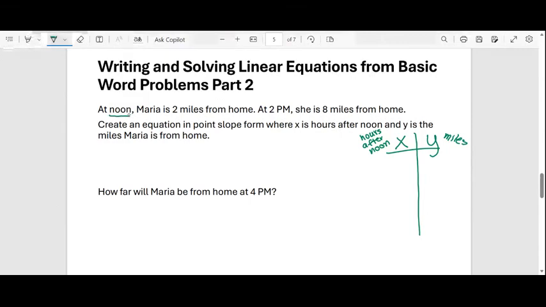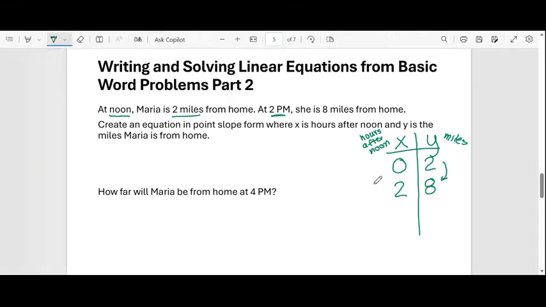So let's think about it. How many hours after noon is noon? Well, it's 0 hours after noon because it's noon right now, right? So if it's noon right now, no time has gone by since noon. So it is 0 hours after noon. And she's 2 miles from home. Then at 2 p.m., 2 p.m. is 2 hours after noon. So 2 hours after noon, she's 8 miles from home.